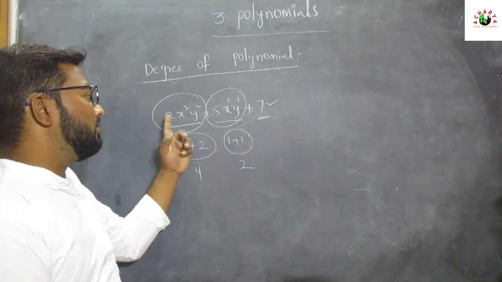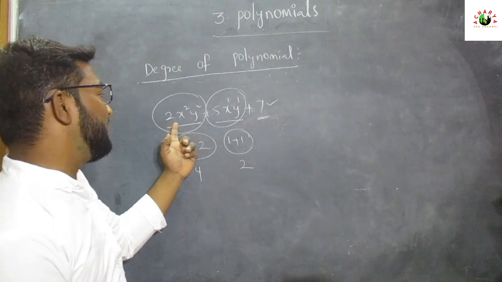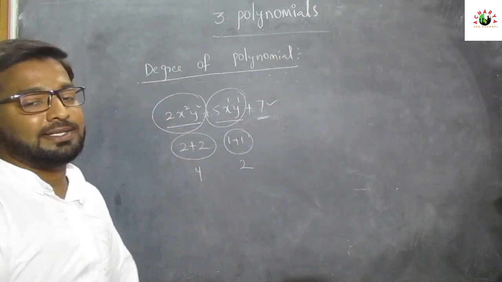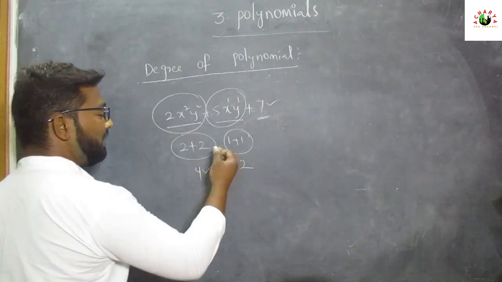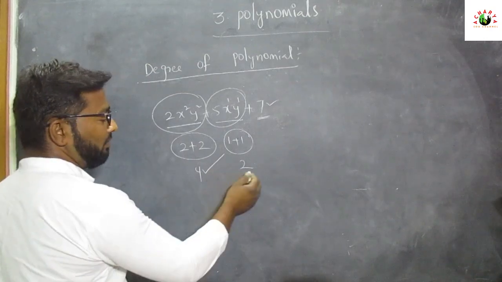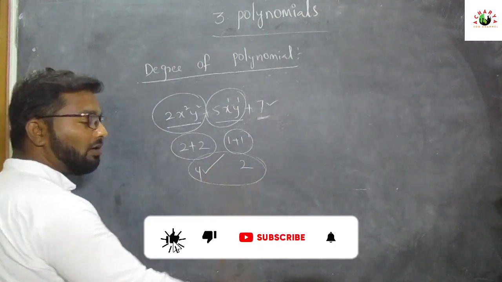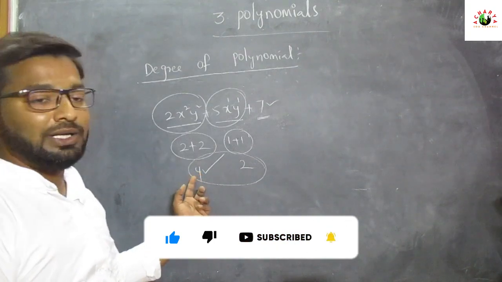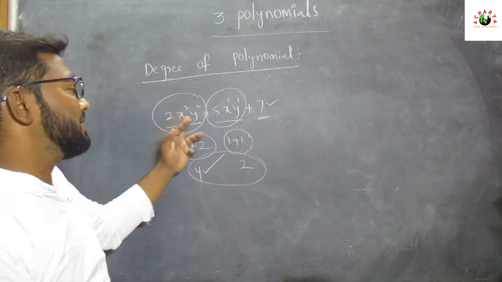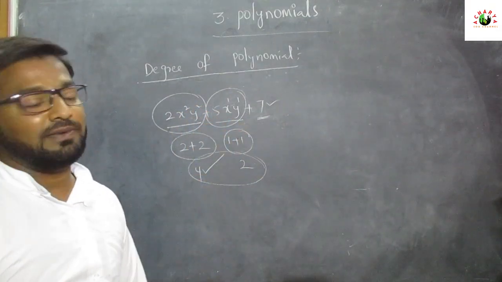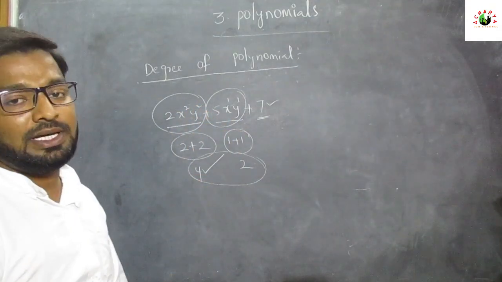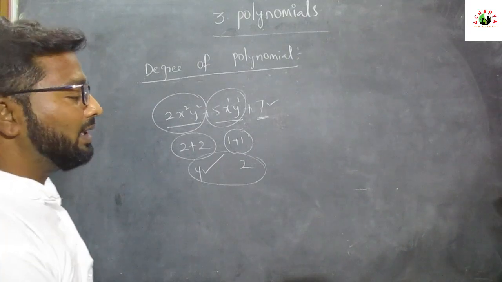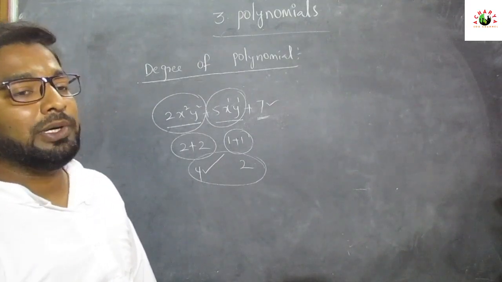Now according to the condition, the degree of this polynomial is 4. So we have to compare whether 4 is greater or 2 is greater. Here 4 is greater, so the highest power is 4. So the degree of 2x square plus y square plus 5xy plus 7 is 4. This is the degree. Like that we have to identify the degree of a polynomial.